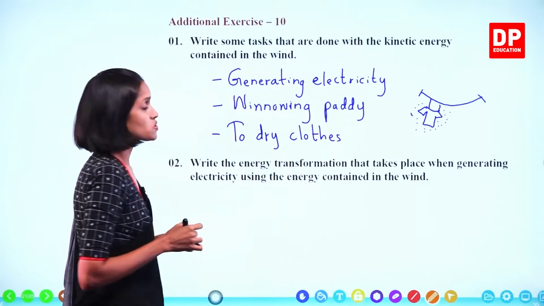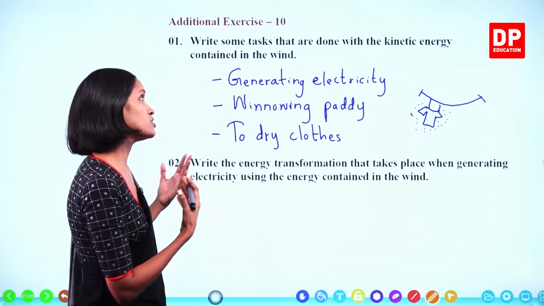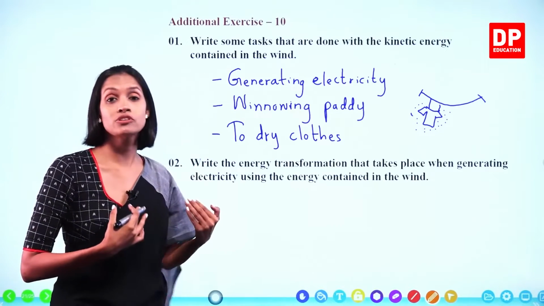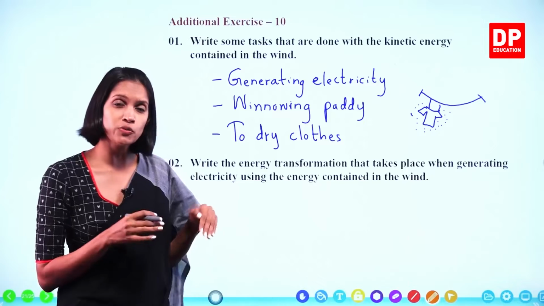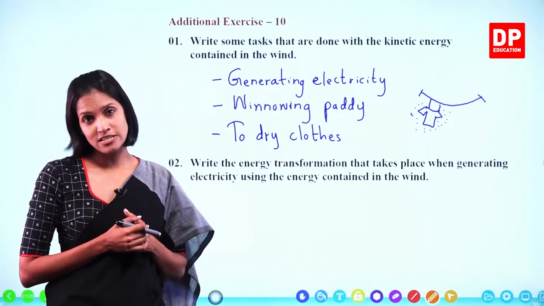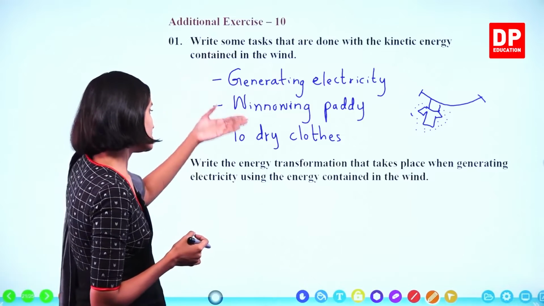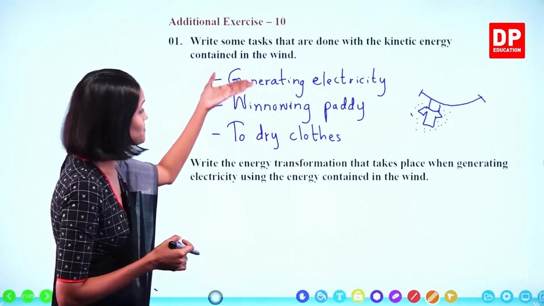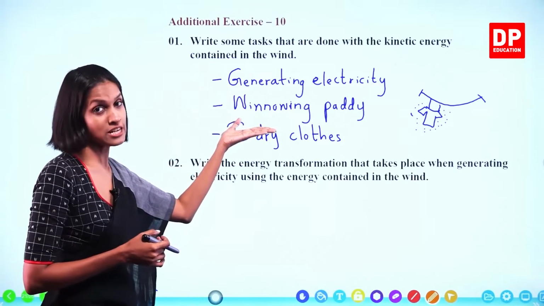Right? Ancient people used the energy of the wind in windmills to grind grains. But nowadays, most of the time, we use electrical grinders. Okay, so you can look for some other examples and add more to the list.